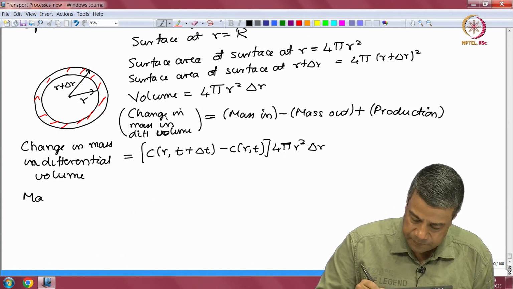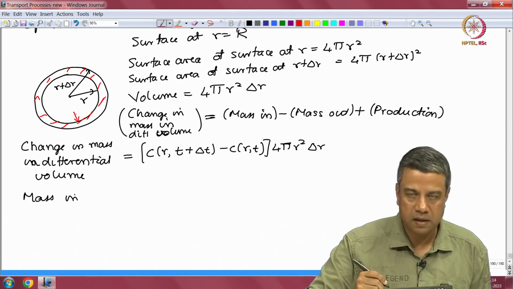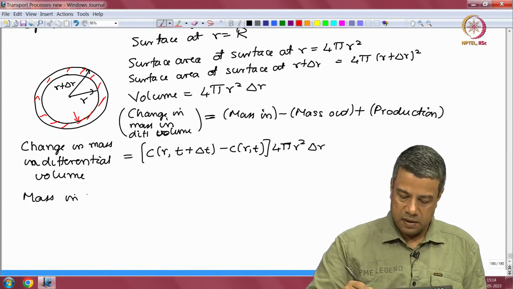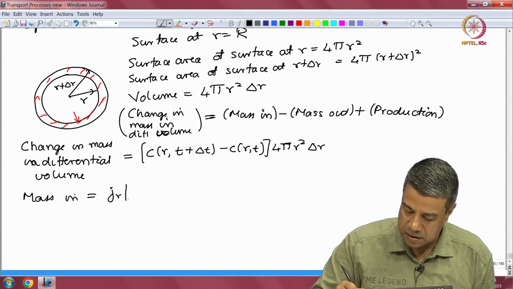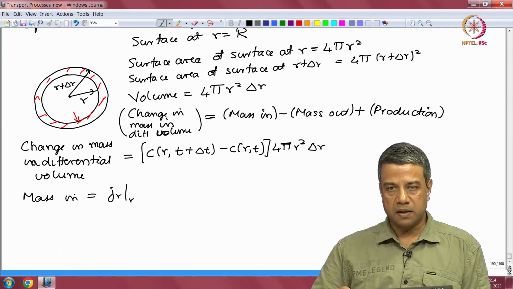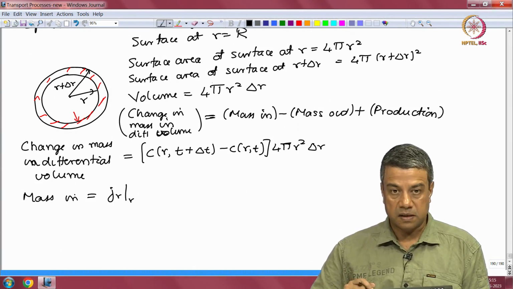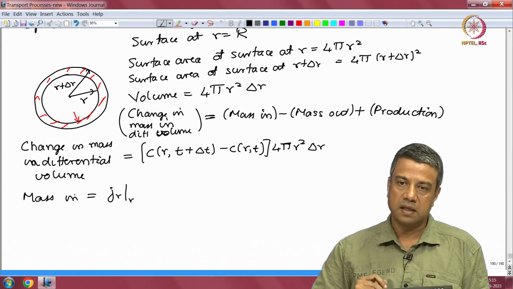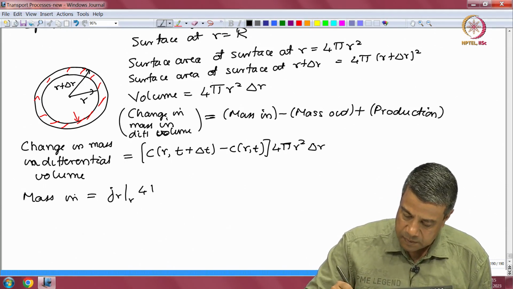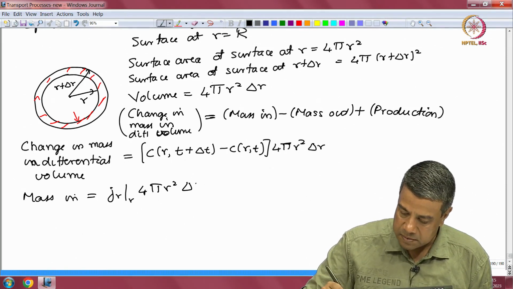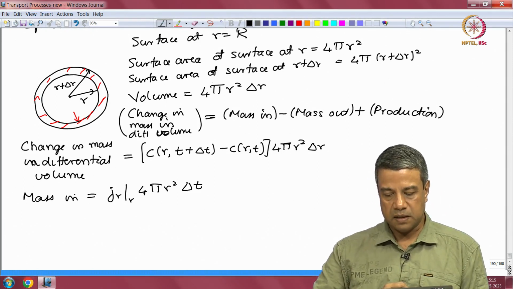Mass in is due to the flux entering this differential volume at r. It is going to be equal to the flux in the radial direction at r. Note that only the flux perpendicular to the surface increases the mass, the flux parallel to the surface does not. So, this J r is the component of the flux perpendicular to the surface in the r direction times the surface area 4 pi r square times the time interval. Flux is mass per unit area per unit time, multiplied by area multiplied by time.